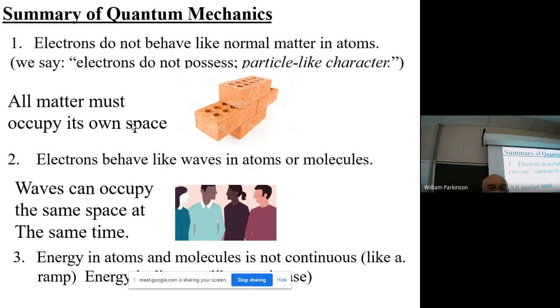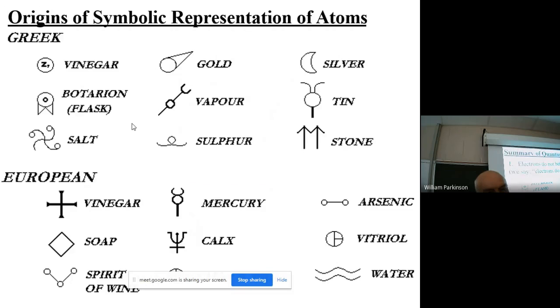Now, the third important premise of quantum mechanics is that energy is not continuous. Energy is not like a ramp. Energy is like a staircase. And I thought I had another cartoon to show you that. I don't know, I thought I did, but I think I do on my slides I posted.